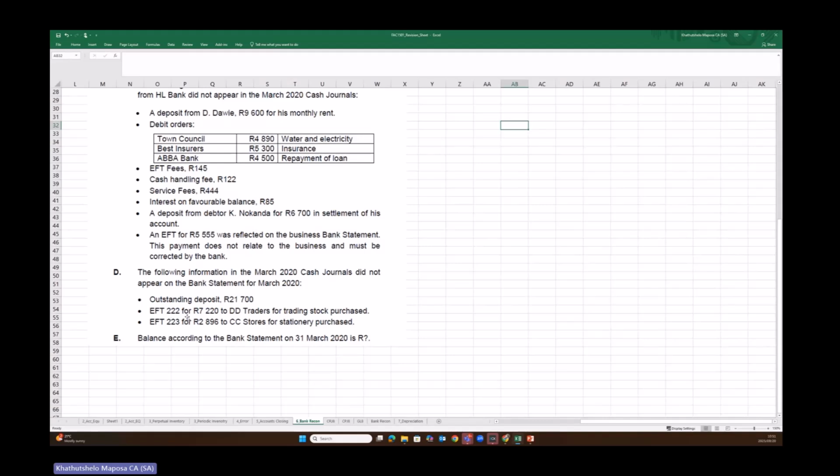EFT is when we have paid someone using internet banking of 7,200, which means we have paid someone using EFT, but it does not appear on the bank balance as yet. I think FNB is the bank which likes doing that.